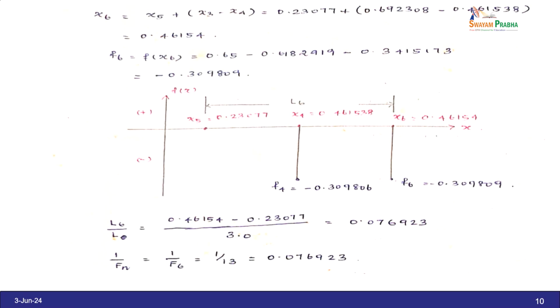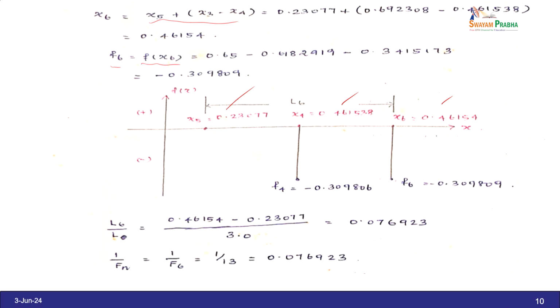Now x6 equals x5 plus x3 minus x4. Therefore, we have to take the value of 0.46154. Now, we have f6, f of x6 you find out is minus 0.309809. Now, x5, x4, x6 you compare them. x5 is lesser than x4, x4 is lesser than x6, more or less they are equal.